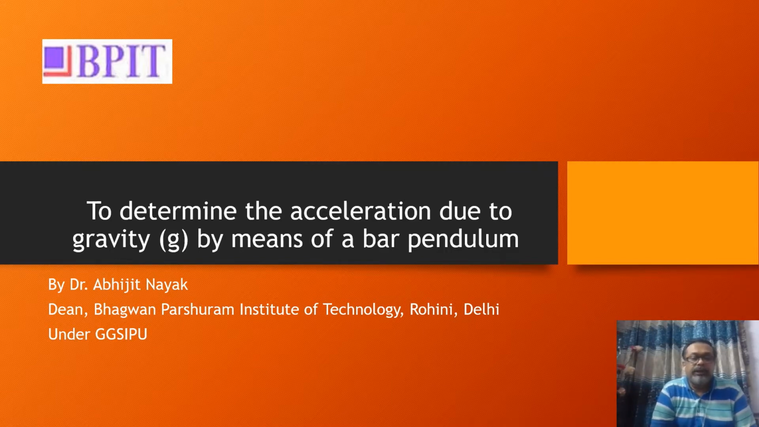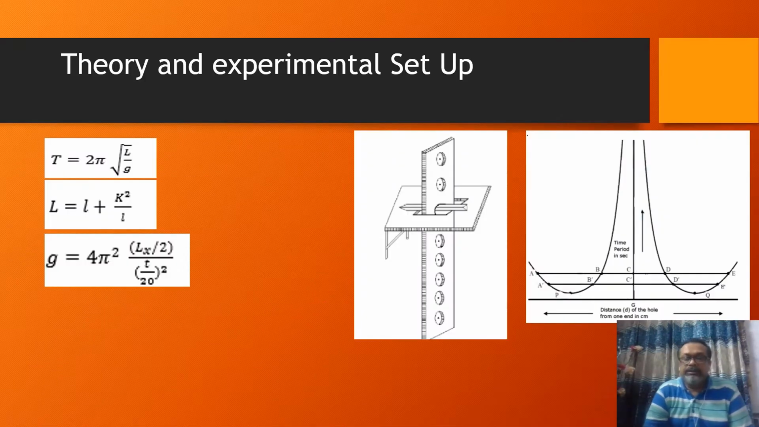I'm going to tell you about the experiment to determine the acceleration due to gravity by means of a bar pendulum. Now, this is the diagram for the bar pendulum. You can see here there are 18 holes, 9 holes at the top, 9 holes at the bottom, and you have to take the reading at every hole.